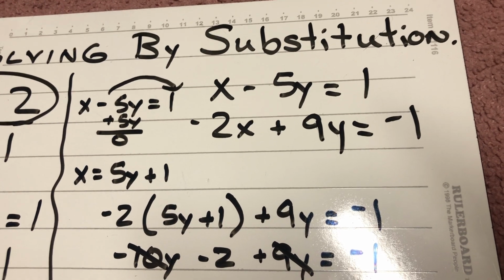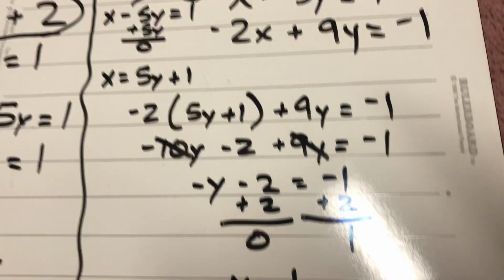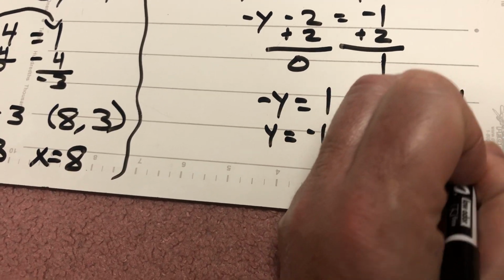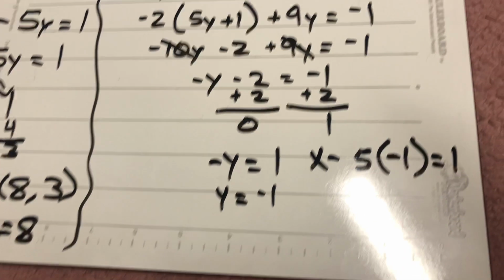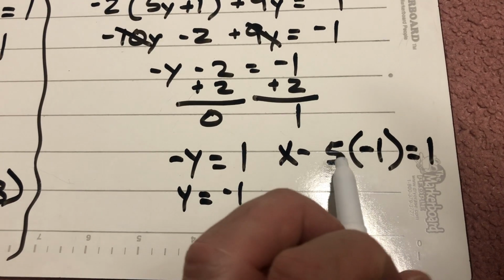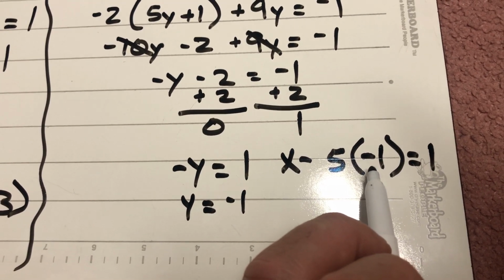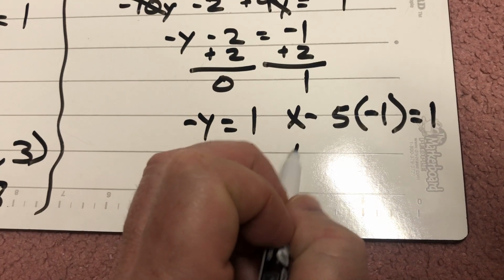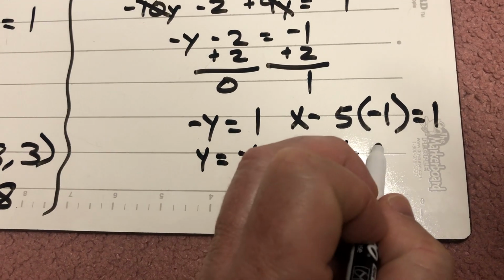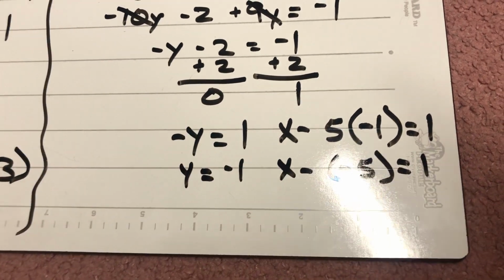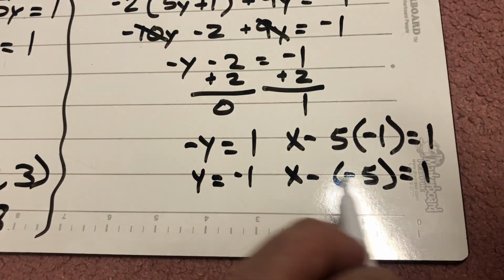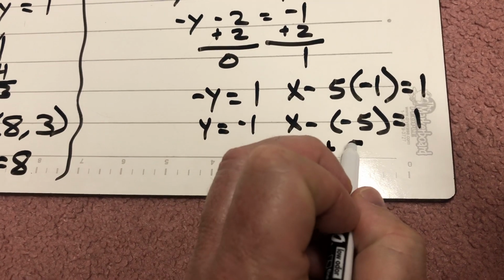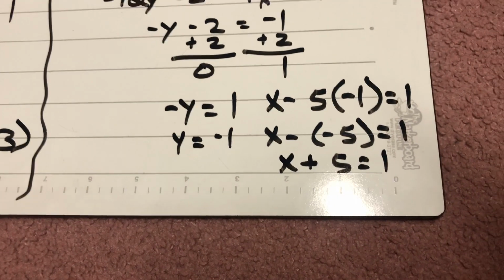So to solve for x, it's going to become x minus 5 times -1 equals 1. So 5 times -1 is -5. So it's going to become x minus -5 equals 1. But when I subtract the negative, I know that I'm adding. So it becomes x plus 5 equals 1.